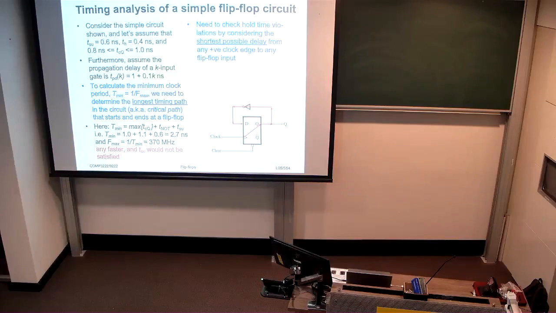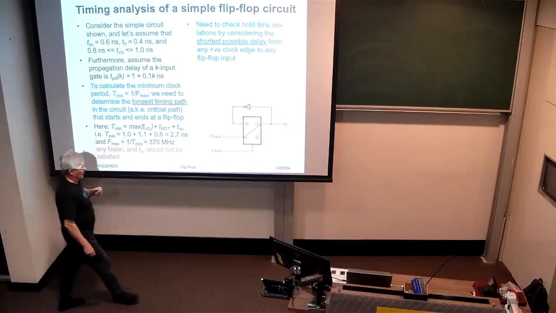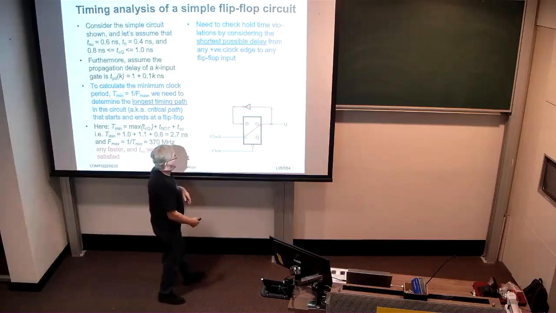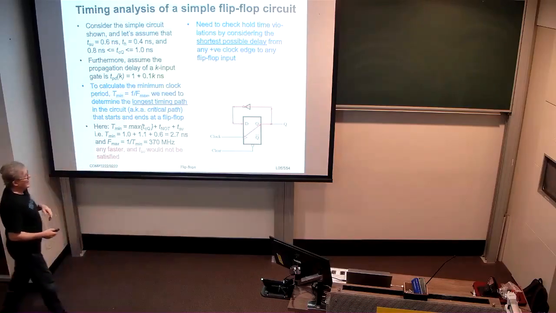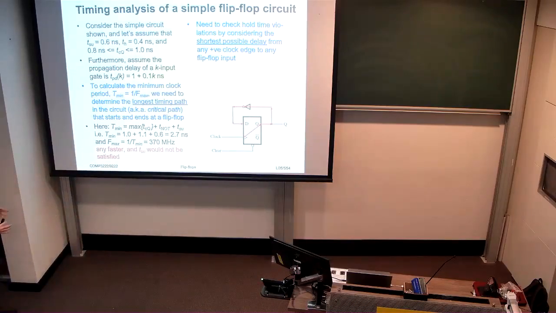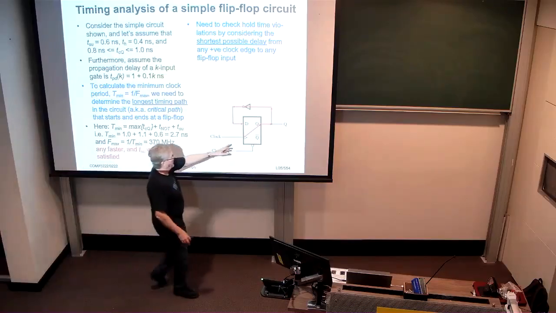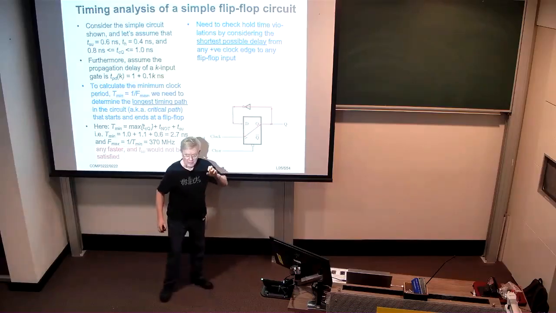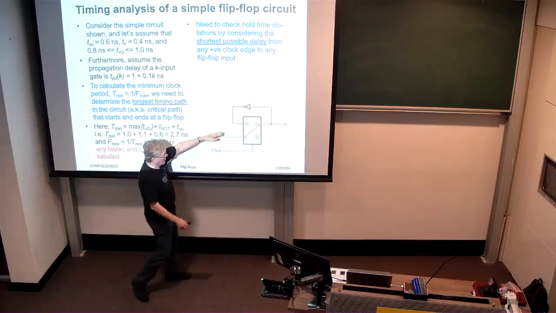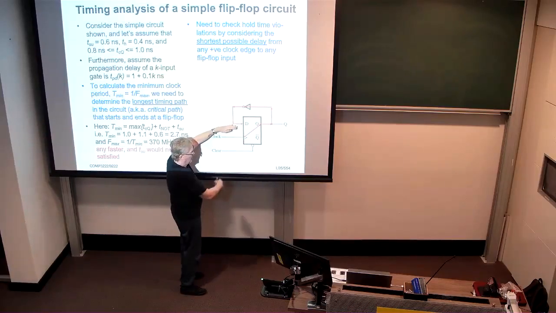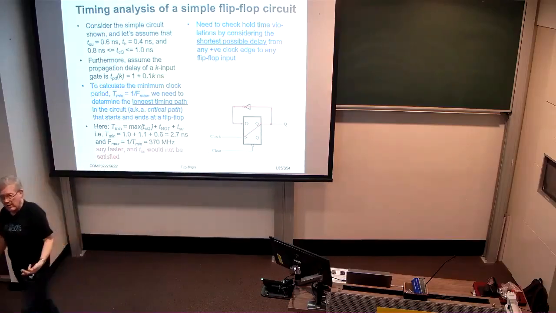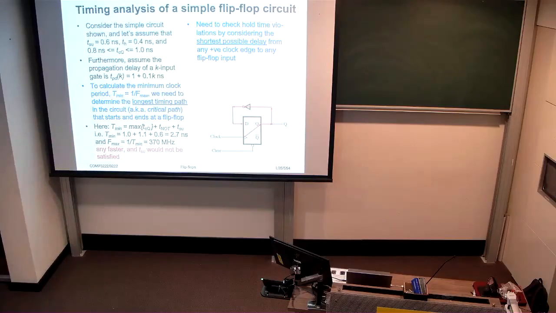We also need to check that we're satisfying the hold time. So we've checked that we've satisfied setup time. To check hold time, we need to figure out what's the shortest possible delay between an active clock edge and the D input, because we want to make sure that D is held constant after an active clock edge for long enough to satisfy hold time. So we don't want to change due to that inverter.